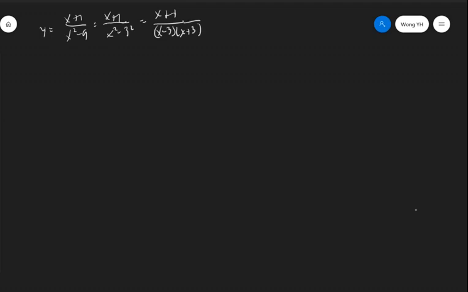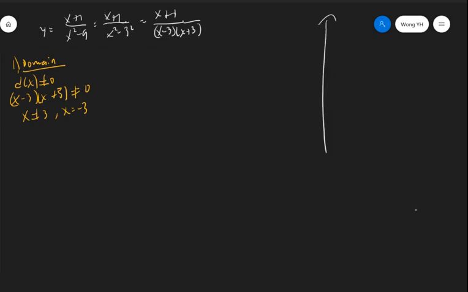Alright, from here we proceed to find the domain. The first information that we can find is the domain. We set the denominator so that it cannot be 0. So x minus 3 times x plus 3 cannot be 0, so x cannot be 3 and x cannot be minus 3. This means the graph that you draw later cannot have any x value of 3 or minus 3.